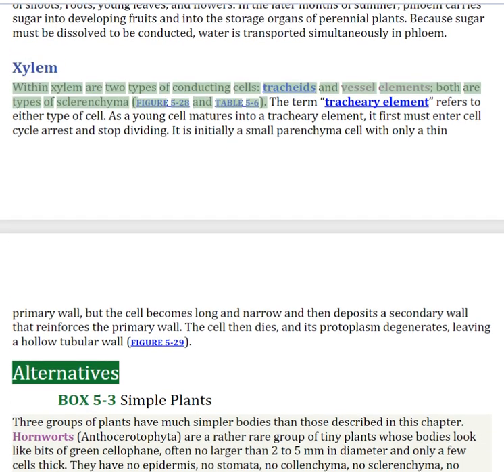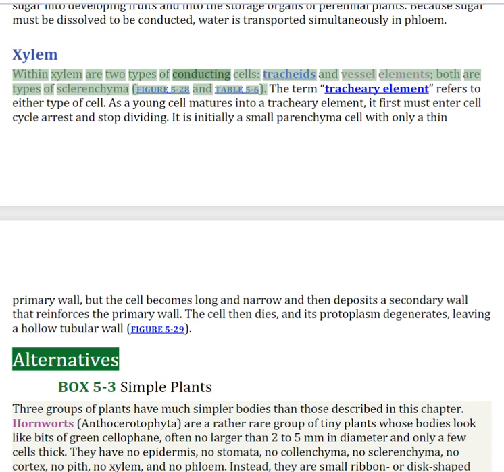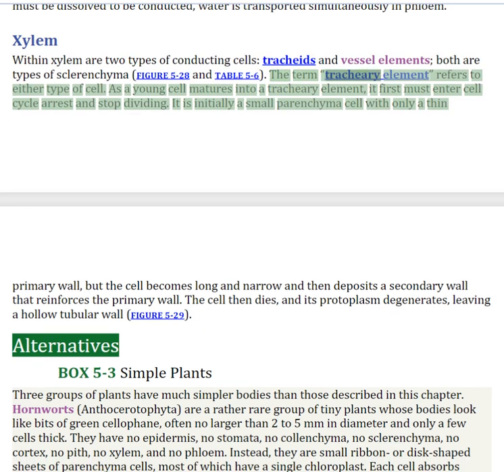Xylem. Within xylem are 2 types of conducting cells, tracheids and vessel elements. Both are types of sclerenchyma. The term tracheary element refers to either type of cell.